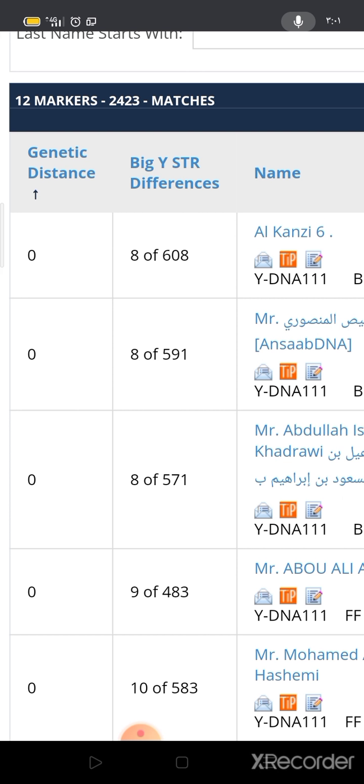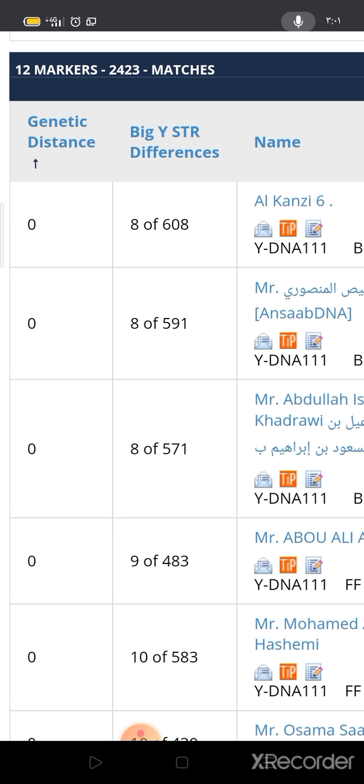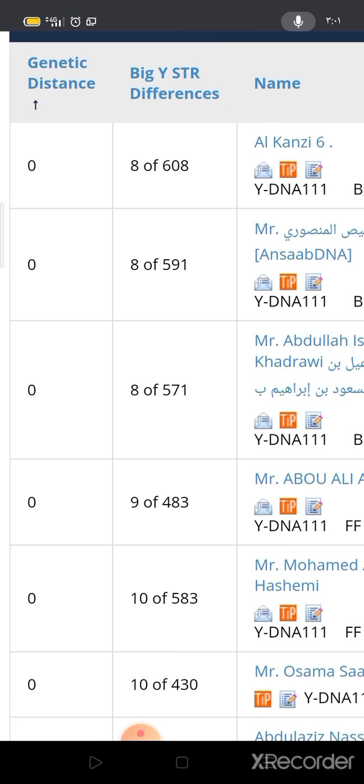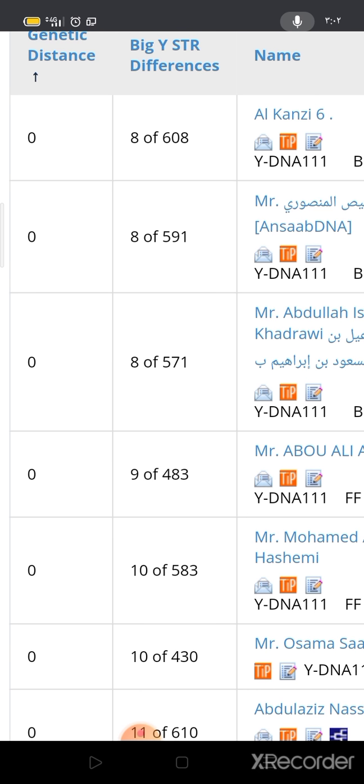So I have here about 2,423 matches. Most of them share the same markers. If there is a difference, they accept a difference of 1. They can include in the matches a difference of 1 in the 12 markers. So either there is a complete match, or there is a difference of one marker. If you find a genetic distance of 1, that means you share 11 markers, but there is a difference in the last marker between you and the other tester.